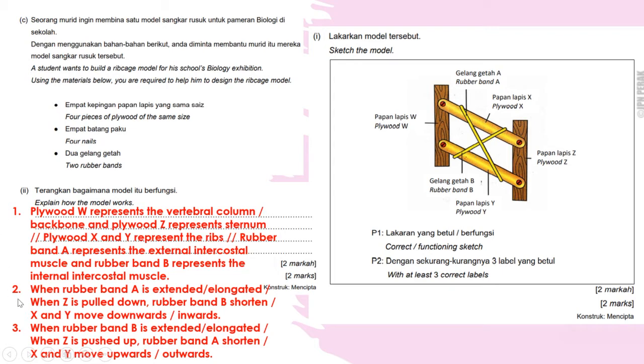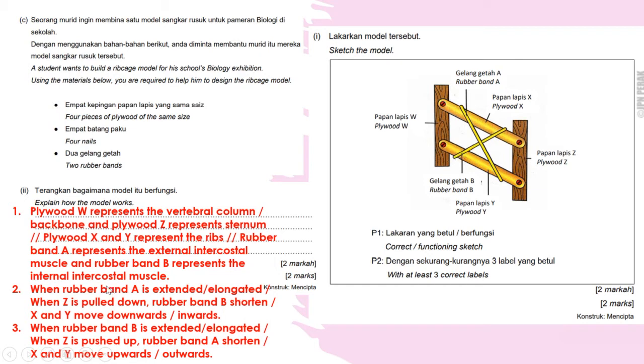Then we go to the second point. I choose one by one to explain. I choose the rubber band first. When rubber band A is extended or elongated, what happened to rubber band B? Rubber band B shortens. So when rubber band A extends or elongates, rubber band B will become shorter.